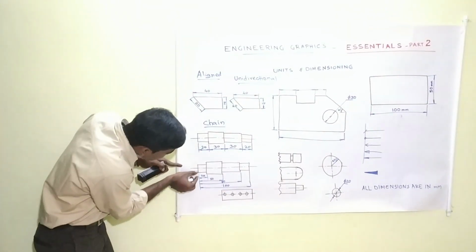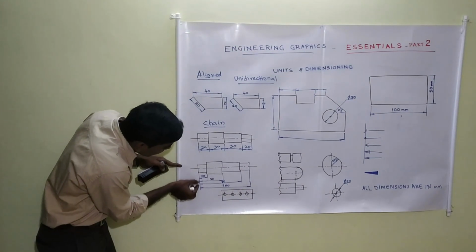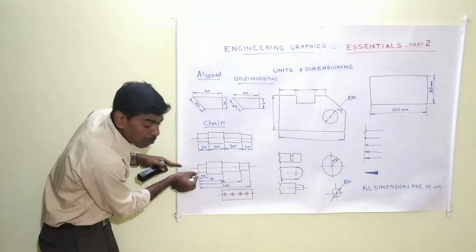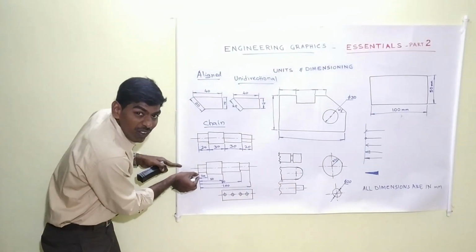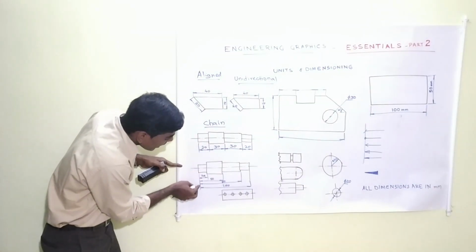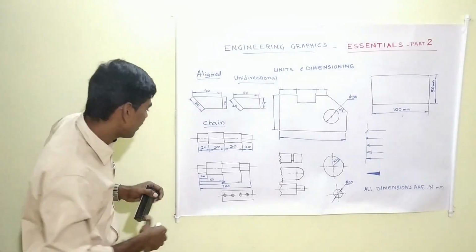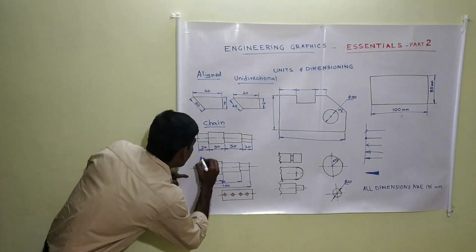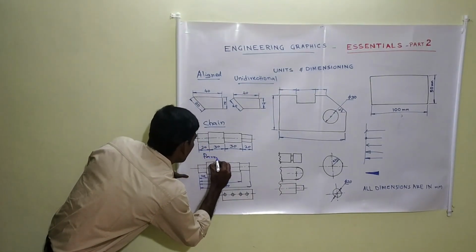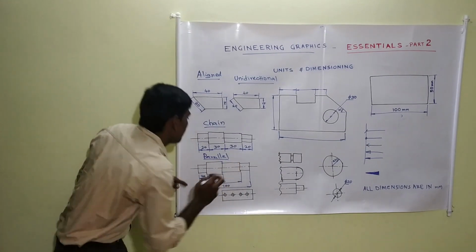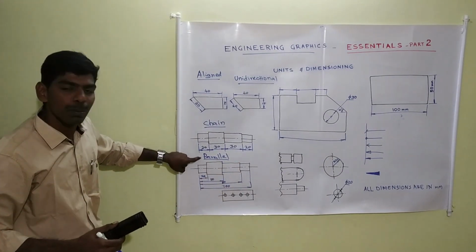And here the gap should be maintained. I told you initially the gap should be around 12 mm. For the further cases, let it be 10 mm between the dimension lines. So here this is called parallel dimensioning. This is chain dimensioning and this is parallel dimensioning.